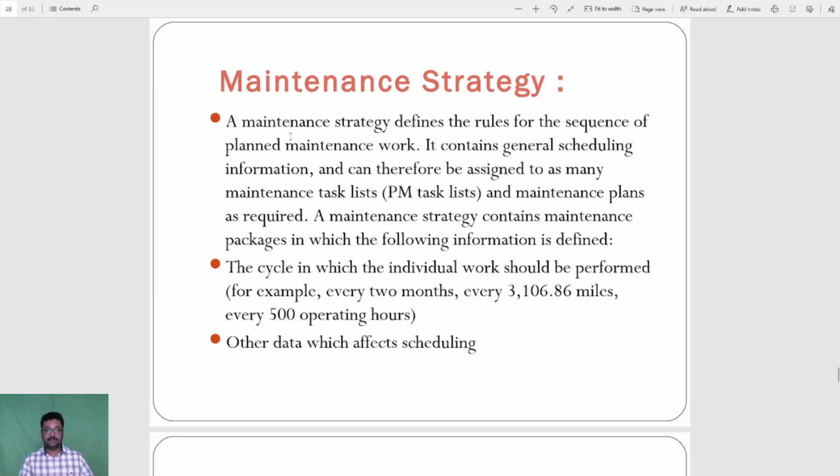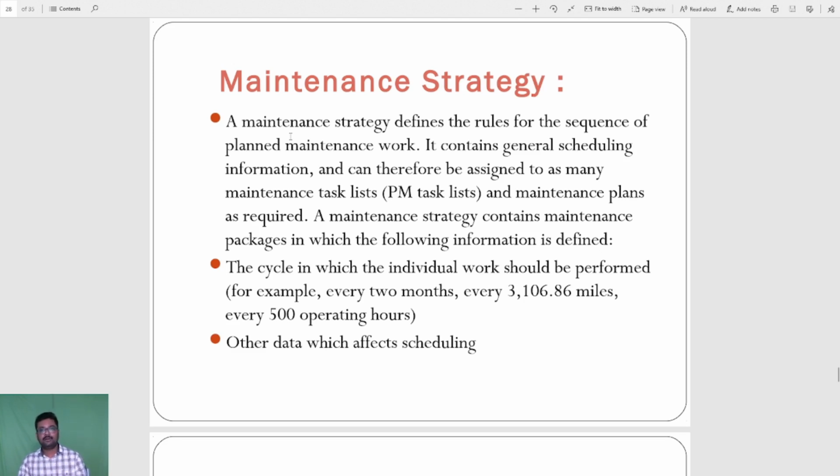All the plants follow a strategy where we are going to increase the output. The basic thing is we increase our profit. So the maintenance strategy, the maintenance planning and schedule, everything is focused on the output. They only look for the output as well as the profit.